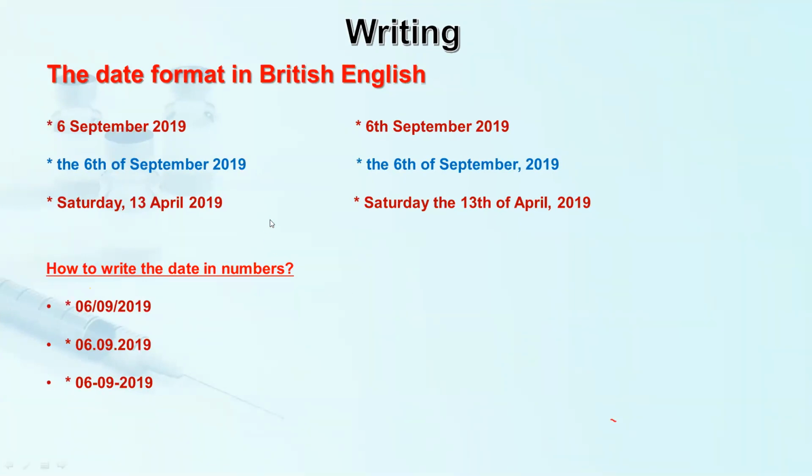This is the summary regarding date format in British English. This is in words and this is in numbers. You can use this one or this one, 6th September, or simply here 6 September 2019, separated by forward slashes, periods, or hyphens.